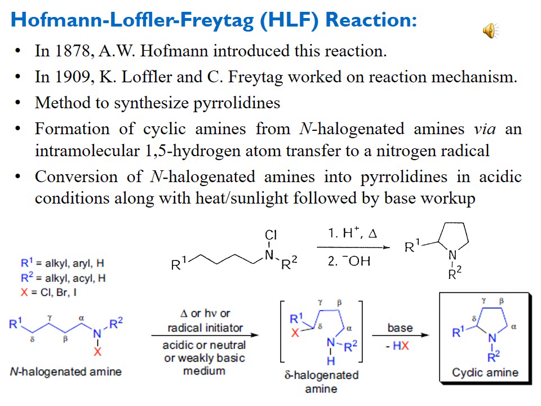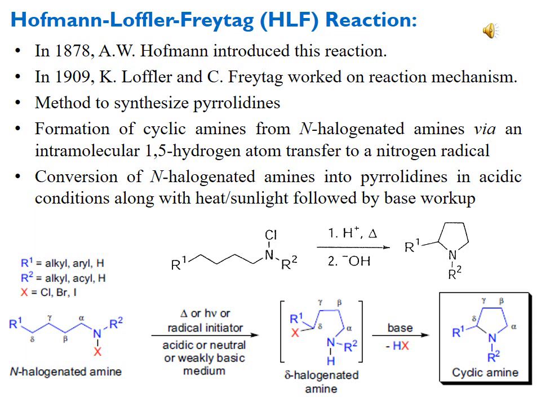Here you can see the general reaction in which an N-halogenated amine is converted into pyrrolidine. The first step is the use of acid along with heat or sunlight, and the second step is the use of base to finalize the product.